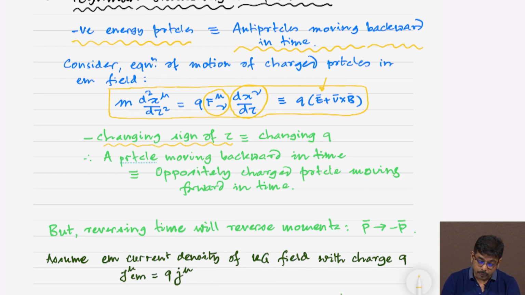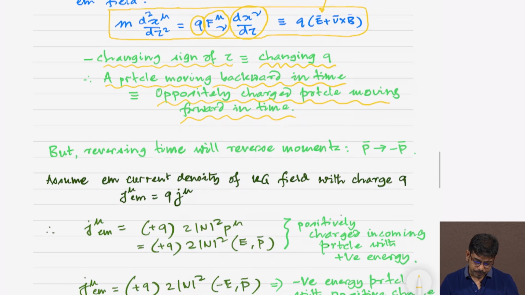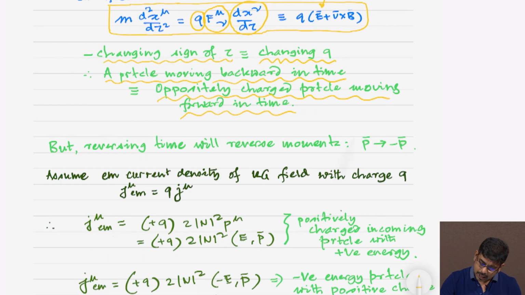You can also do that without changing the sign of tau. You can simply change the sign of q, because there is a proportionality with this q, right. So, this is an interesting point, that there is an analog between changing the sign of tau, or changing the time direction, to that of changing the charge of the particle. Okay. So, you can say that a particle moving backward in time is equal to an oppositely charged particle moving forward in time. So, there is a nice equivalence. But reversing the time essentially will change the momenta, p will go to minus p, say for example.